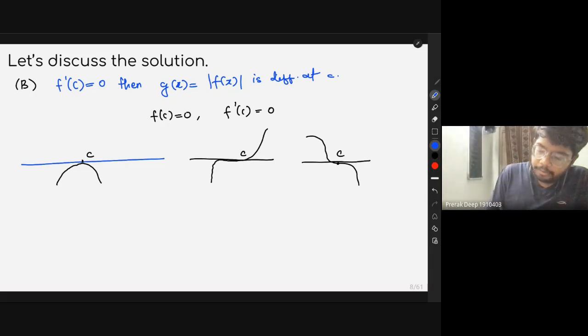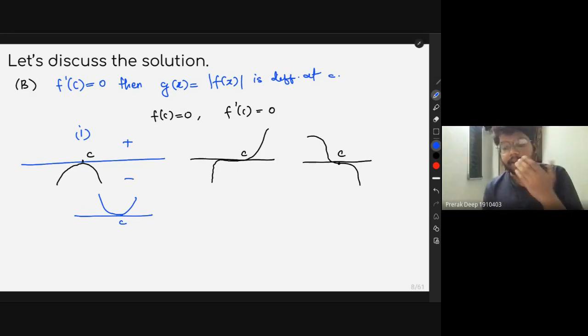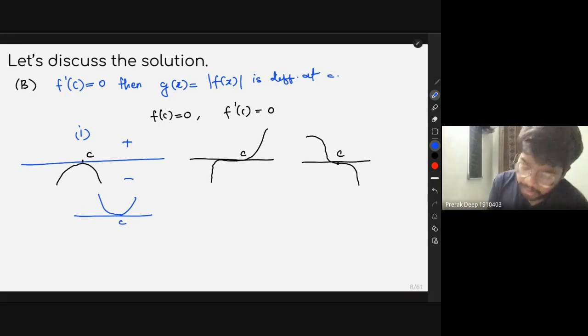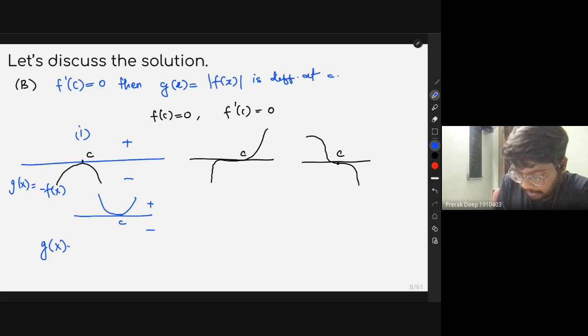Now in this possibility, there is another possibility when this happens at C, because the slope is parallel to the x-axis. So this is another possibility. In the first case, my g(x) function: in these two cases, above my function is positive, below my function is negative. Above is the plus y-axis, below is the negative y-axis, and similarly in this case also. So in this case, g(x) will be minus of f(x), and in this case, g(x) will be f(x).